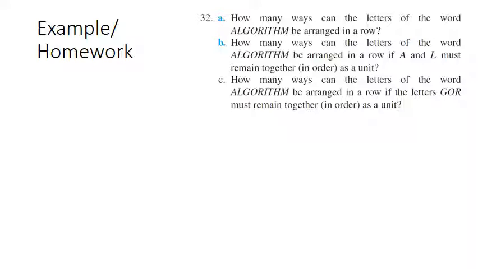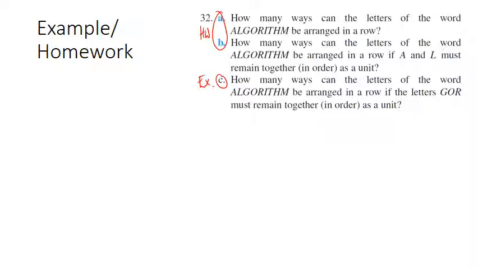Okay, so let's look at some examples of how we could use this. Those 2 are your homework, and I'm doing this one. Okay, so how many ways can the letters of the word algorithm be arranged in a row if the letters G-O-R must remain together in order as a unit?